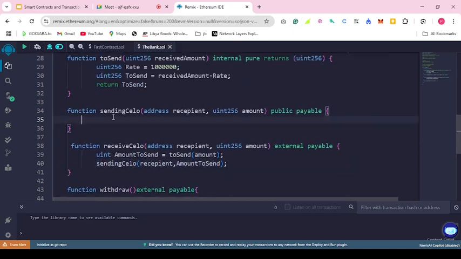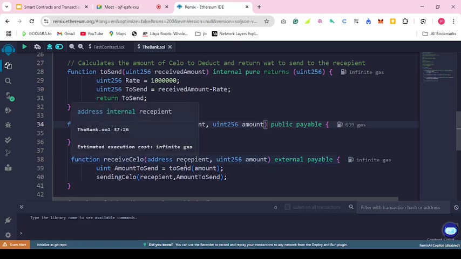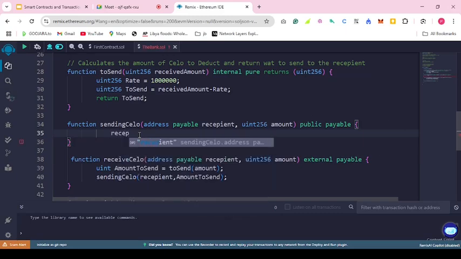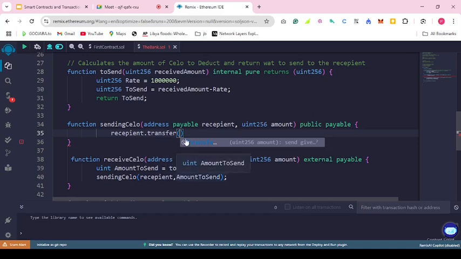So how do we send? How do we actually send tokens? There are so many ways we can send tokens, but particularly this address has to be payable itself. You have to make an address payable for you to be able to receive tokens. Now, what are we going to say? The recipient has to receive the tokens. Okay. Transfer. And then the amount that you want to transfer. So what would be that amount? Sending to this person, the amount will be, I'd prefer that it's this, so it would be that.